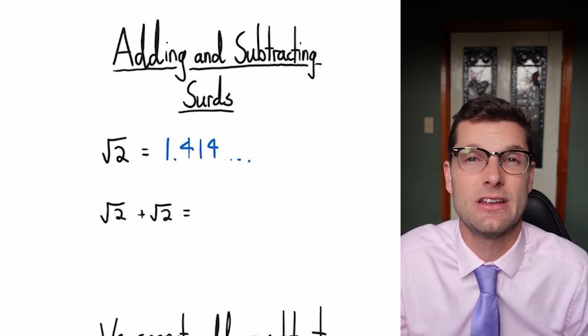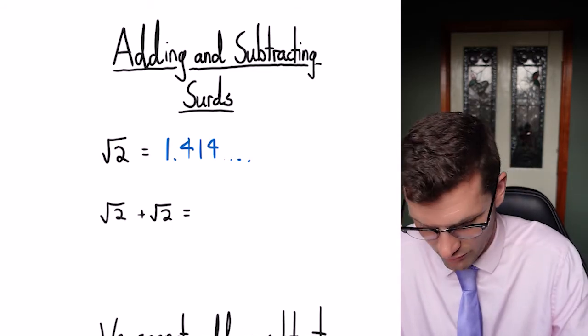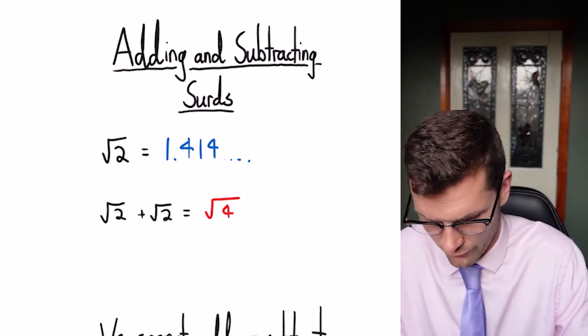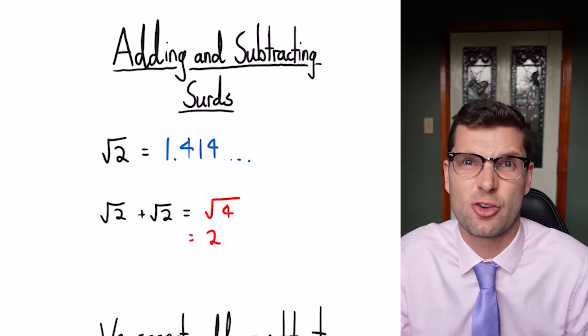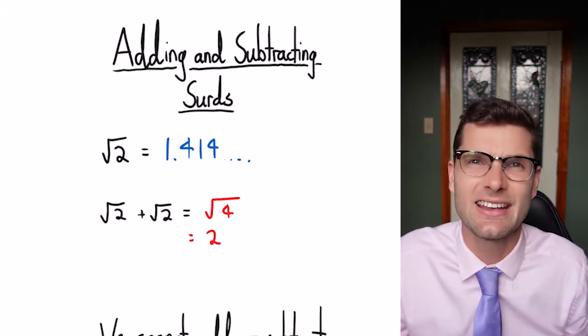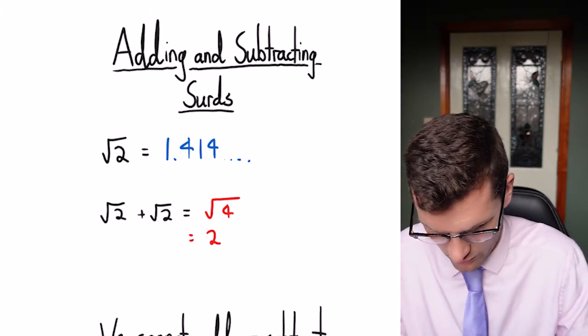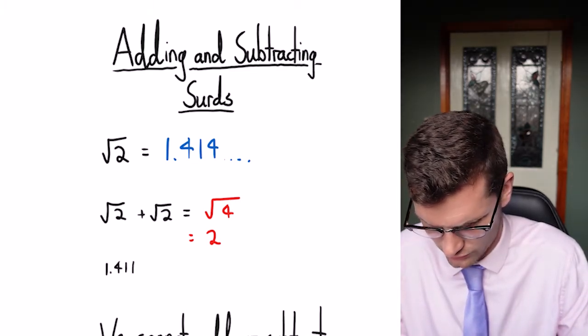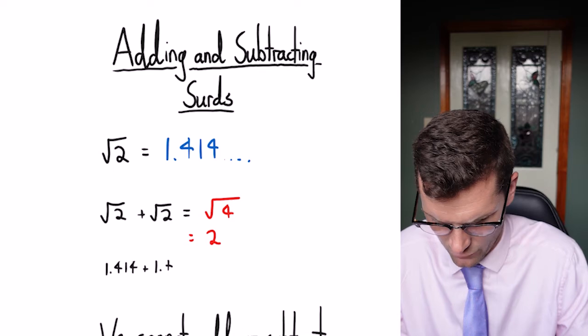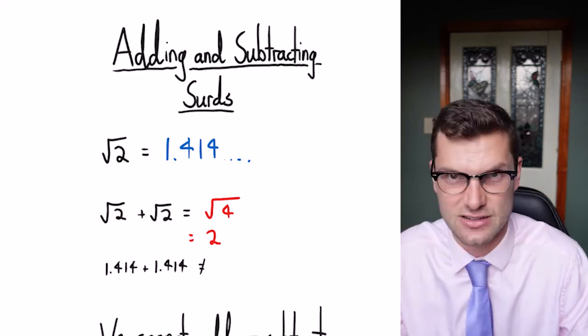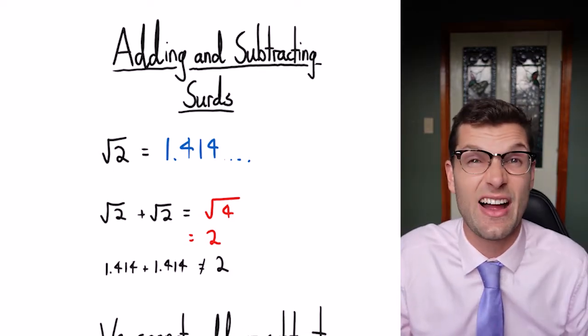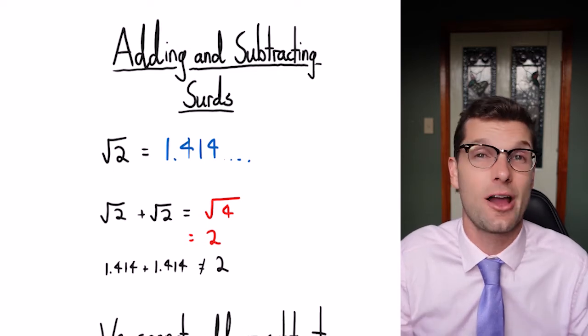That's basically what we did for multiplication, which would become root 4. Root 4 is equal to 2. That could be right. But from that last example where we wrote out what root 2 is, we've got 1.414 plus 1.414. That definitely does not equal 2. So this just highlights that we're not able to add these like we normally would.